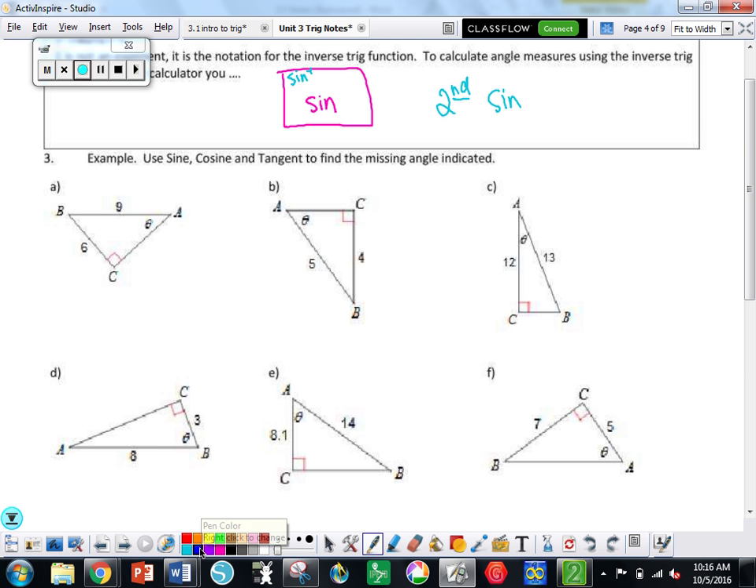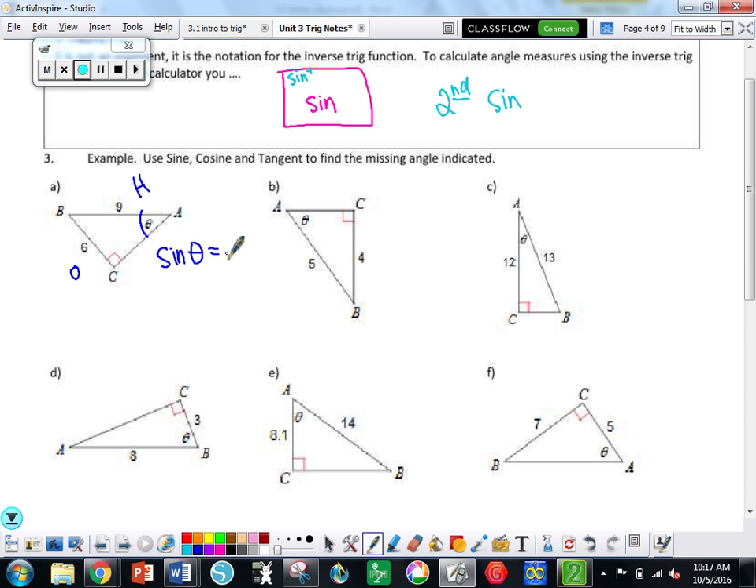First thing, notice now I'm looking for the angle. I'm not looking for a side. So anytime you're looking for an angle, you have to use an inverse function to get it. Let's set it up though, right after the trig ratio. The 6 is the opposite, the 9 is the hypotenuse, which is my O and H, so SOH CAH TOA uses OH, which would be sine.